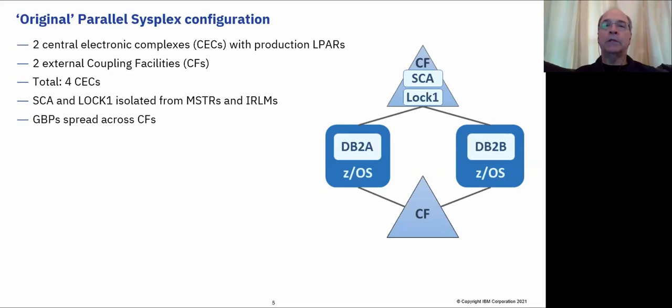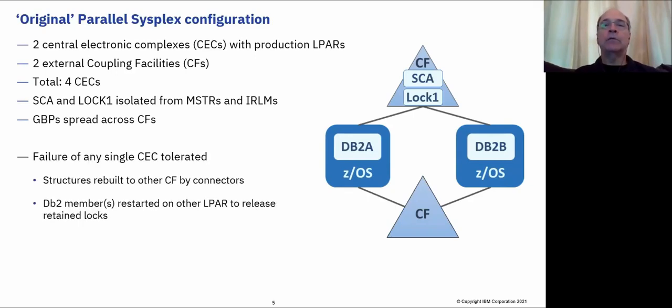We did this because the LPARs that are running production are on separate systems from the LPARs that have the coupling facilities. And we made sure that the lock and the SCA were on a separate footprint from the DB2s that were exploiting them. So again, the original configuration had four systems or four CECs. And then we would spread the group buffer pools across the two coupling facility LPARs. The idea there being that some of them would be really large and would fit on one, and some smaller ones would be on the other. And we'd spread it out to balance the load, both memory and CPU, of the coupling facilities.